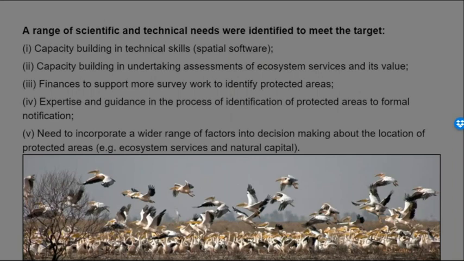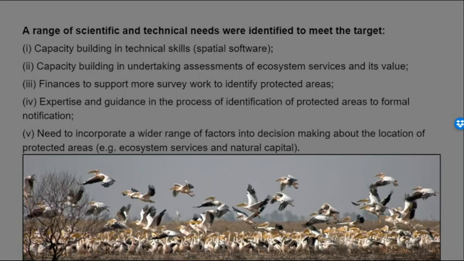So there's a range of scientific and technical needs that were identified linked to protected areas in the 6th National Report work. Firstly, capacity building in technical skills such as spatial software. Secondly, capacity building in undertaking assessments of ecosystem services and their value.